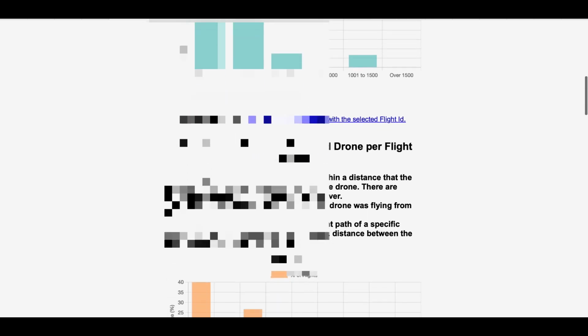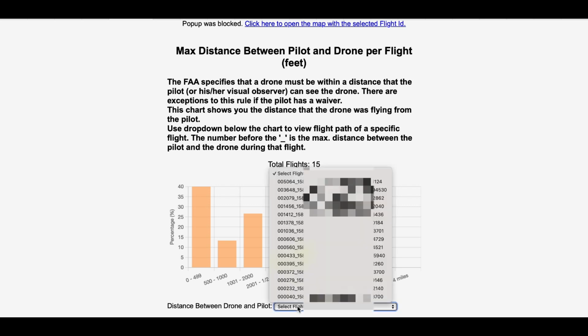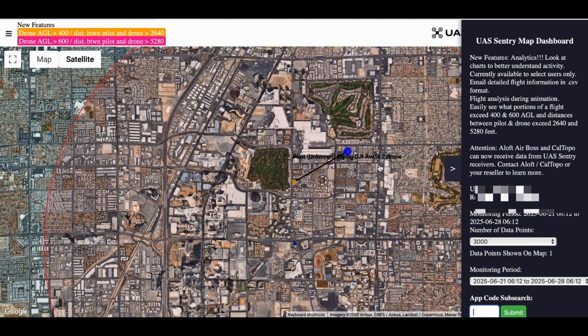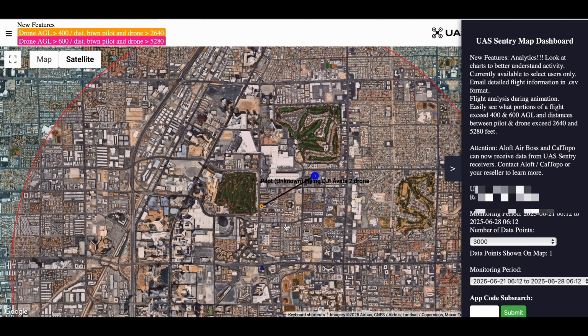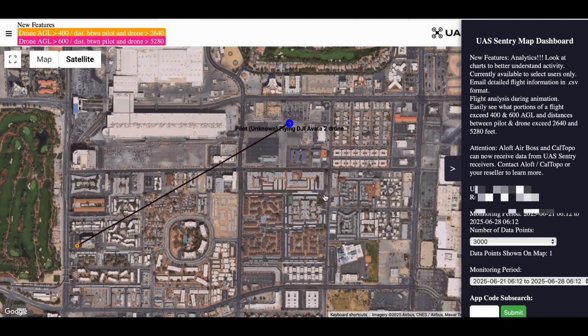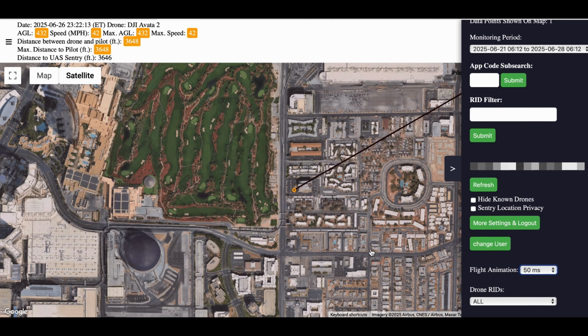Let's also take a look at the max distance between the pilot and drone. So we'll select one. So here's a drone that took off, and it looks like he went to check out a golf course. I assume that's the golf course associated with the Wynn. So he took off from a block away and shot up to an altitude that was above 400 feet. But I guess we can assume he also had a waiver.